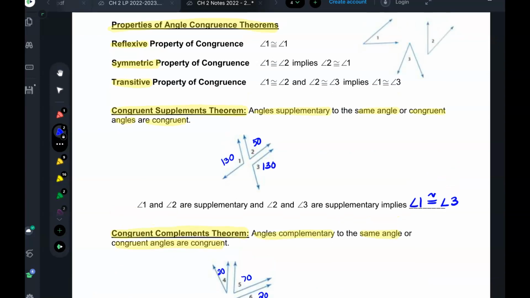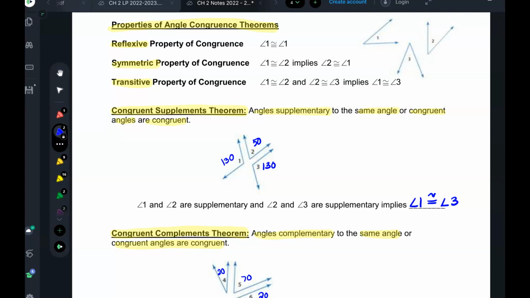Okay. Did I have angles that were supplementary to the same angle? What can I say about those angles? They're congruent, right? Look at this example. I had angle 1 and angle 2 are supplementary, angle 2 and 3 are supplementary, so I was able to jump right to angle 1 congruent to angle 3.